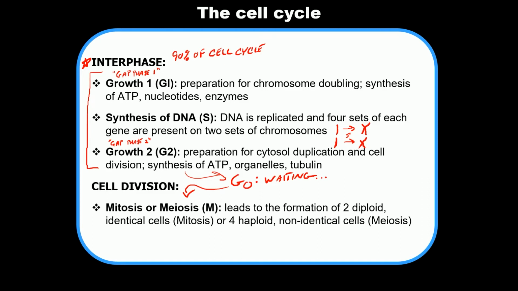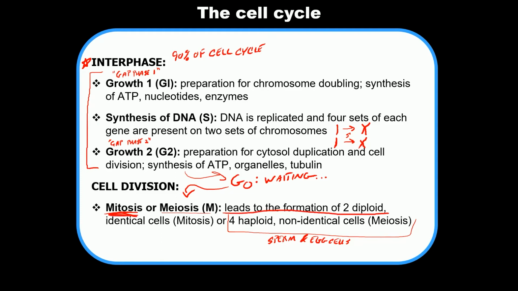Now, there are other kinds of cells that can be pushed into a different kind of cell division called meiosis, which I mentioned before. That only happens in your sex cells, though. That only occurs when you're making sperm and egg cells. And right now, we are only concerned with mitosis, which is the formation of 2 diploid identical daughter cells. Diploid means that you have 2 copies of every chromosome. So that's what we're making.